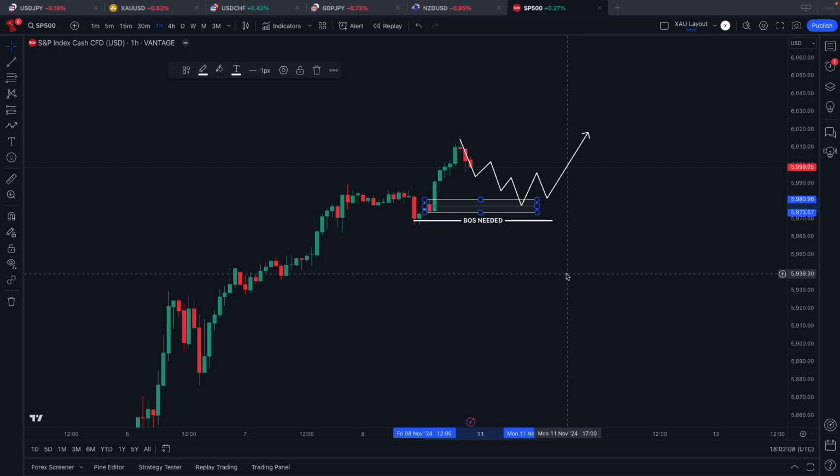But that's my analysis for the S&P 500. Quite a quick rundown here on this case study, but I think that's all it needed. As I say, we've got our higher time frame bias right the way down to as low as the 1 hour timeframes here, and I've given you my thoughts and predictions for the coming days.